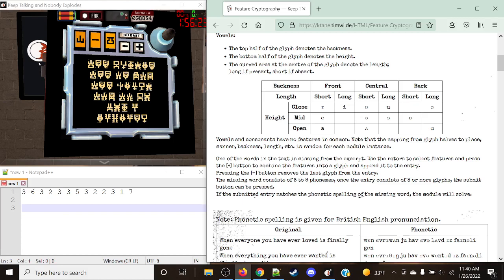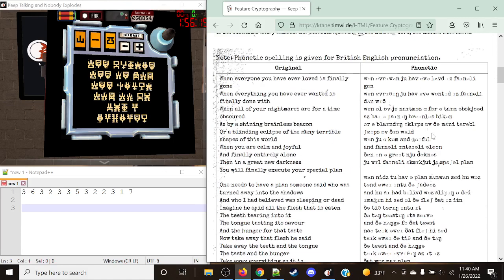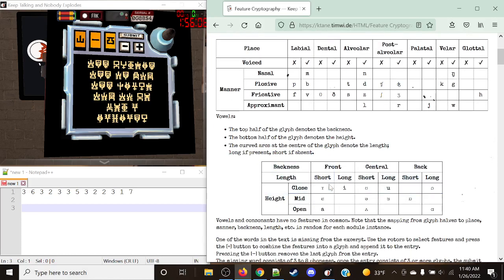Now, this part is probably the least fun part of this module because of how long it takes, essentially looking for a needle in a haystack. What we need to do is take a look at the phonetic side, because the glyphs are converted into the phonetic alphabet, and the vowels are down here as well, by the way. They work a little bit differently. Top half denotes backness, bottom half denotes height, and the curved arc denotes whether they are long or short.